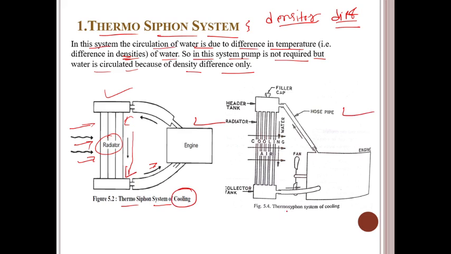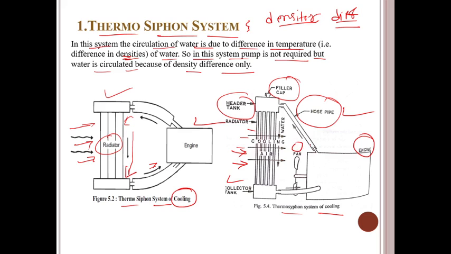If you observe here in the thermosiphon cooling system, this is the collector tank at the bottom, this is the radiator, this is the air cooling, this is the header tank, this is the filler cap, this is the hose pipe, this is the engine, and this is the fan. From the collector tank, the cold water is circulated across the engine and the engine is cooled. After the engine is cooled, the heat is transferred to the water. This hot water rises upward through the hose pipe and comes into the header tank. From the header tank, it comes downward through the pipes.